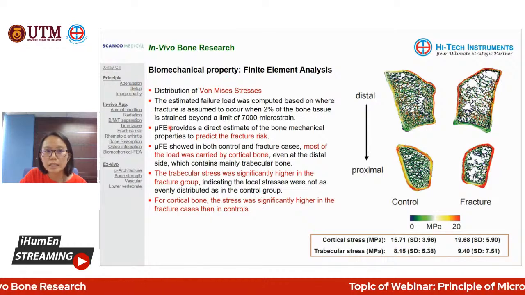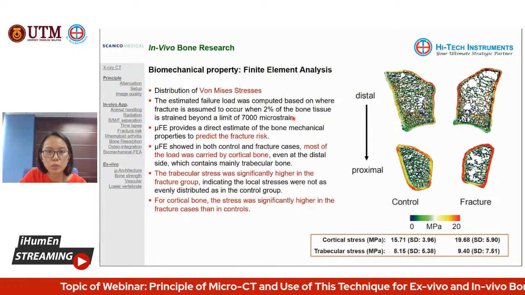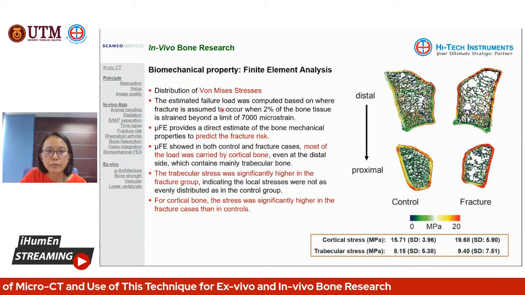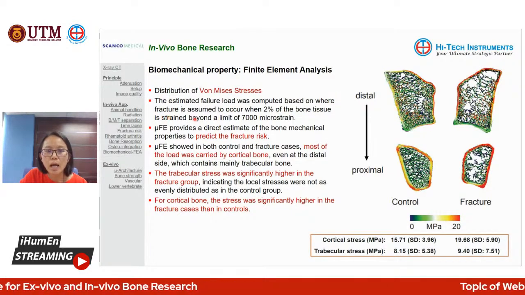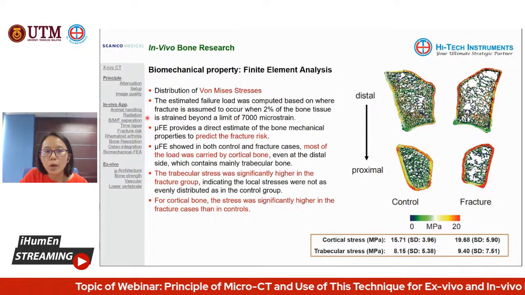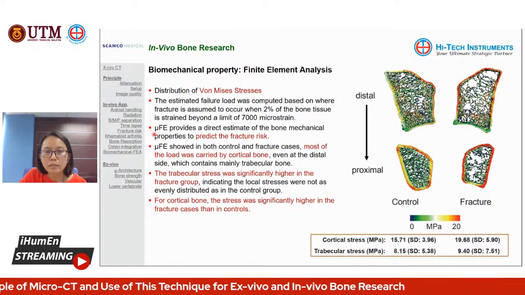So this is the setting, or the standard calibration or standard criteria that is given to a finite element analysis. So it says here, you see the estimated failure load was computed based on where the fractures are assumed to occur when 2% of the bone tissue is strained beyond 7,000 microstrain. So by submitting into a finite element analysis, it can predict the risk of the fracture itself.